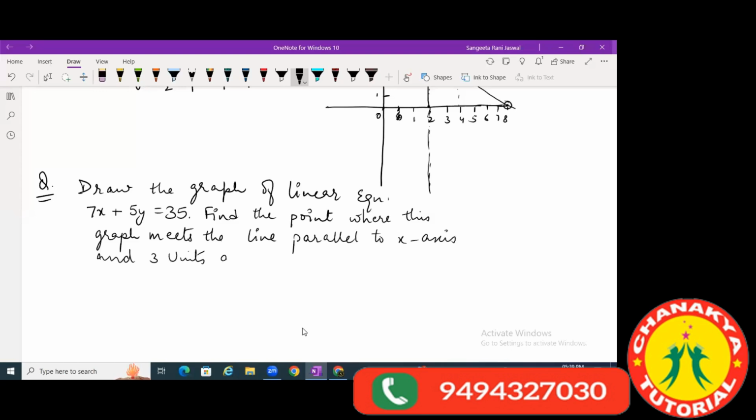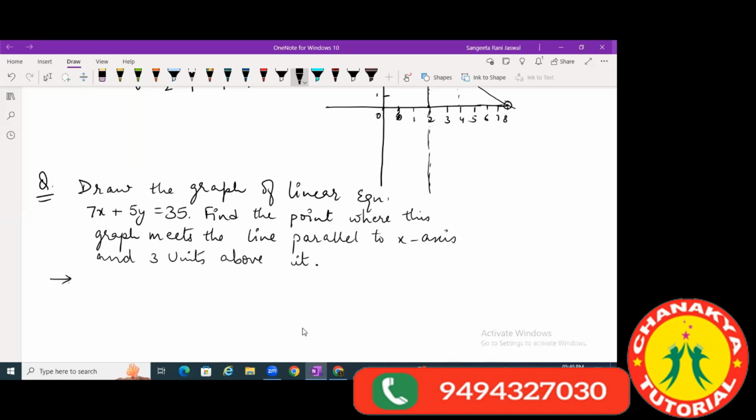Okay, the question is the same as Rohit, you were asking. Find the point where the graph of this equation meets the line parallel to x-axis and 3 units above it. You got it, children? Have you understood the question? Yes, ma'am. Okay, do it. Now this time the line is parallel to x-axis and it's 3 units above it.